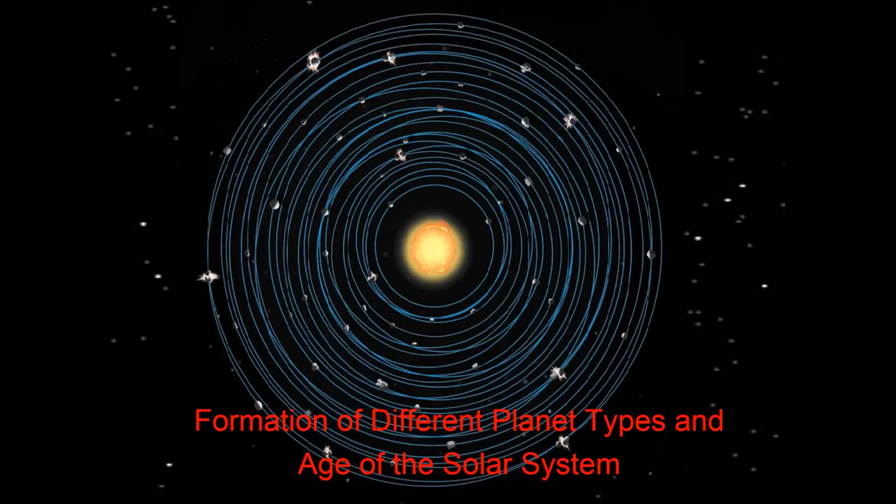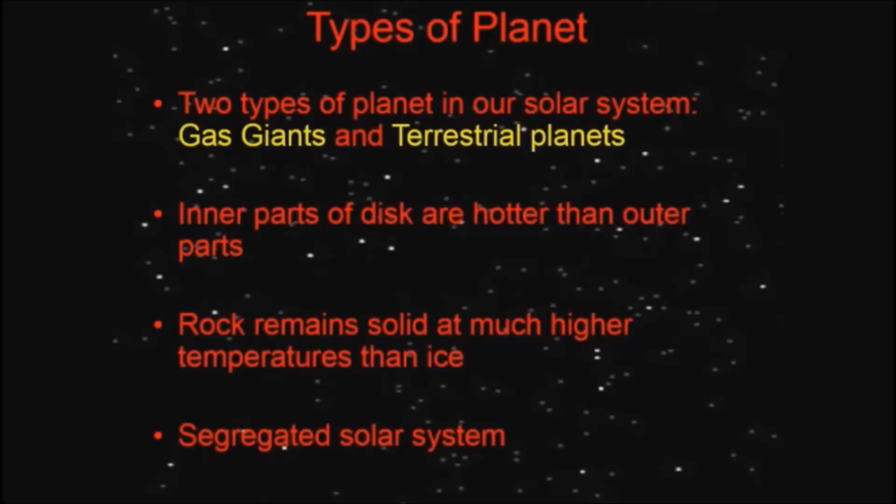Having laid down the groundwork for the formation of the solar system, let's talk about where different types of planets actually form within the solar system itself, and finally talk about the age of our solar system. So there are really two types of planet in our solar system, the gas giants and the terrestrial planets. The gas giants are often alternatively called Jovian planets, Jovian meaning Jupiter-like. The terrestrial planets are the rocky ones.